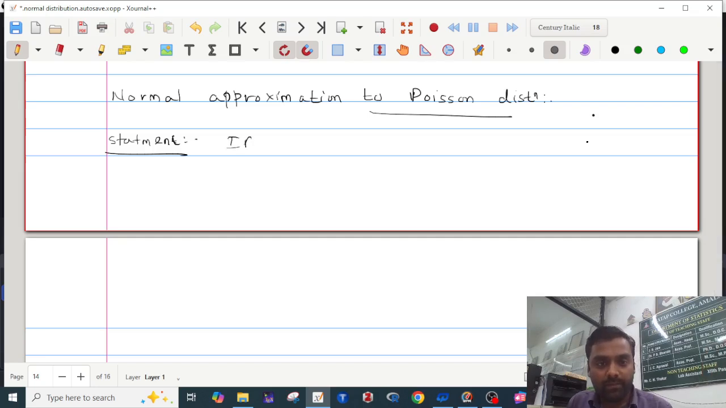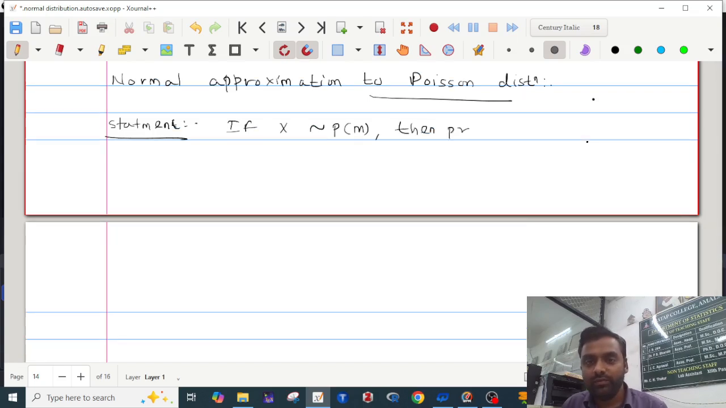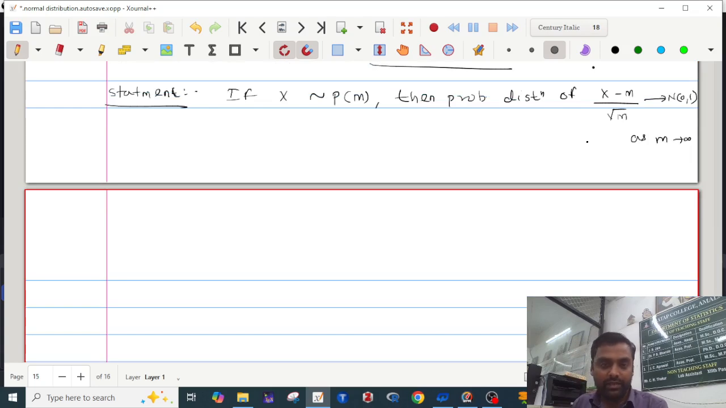If X follows Poisson distribution with parameter m, then the probability distribution of (X minus m) divided by the square root of m tends to normal(0, 1) as m tends to infinity. Let's see its proof.